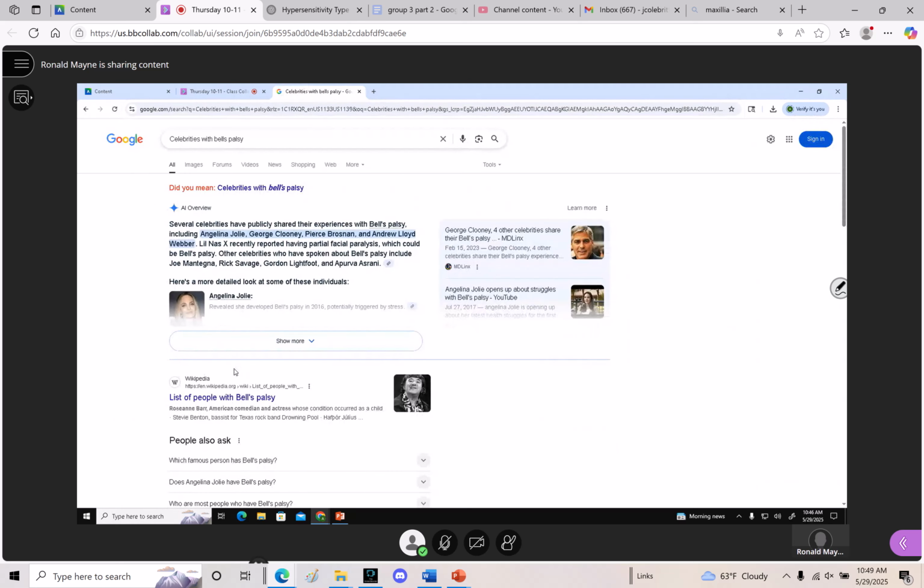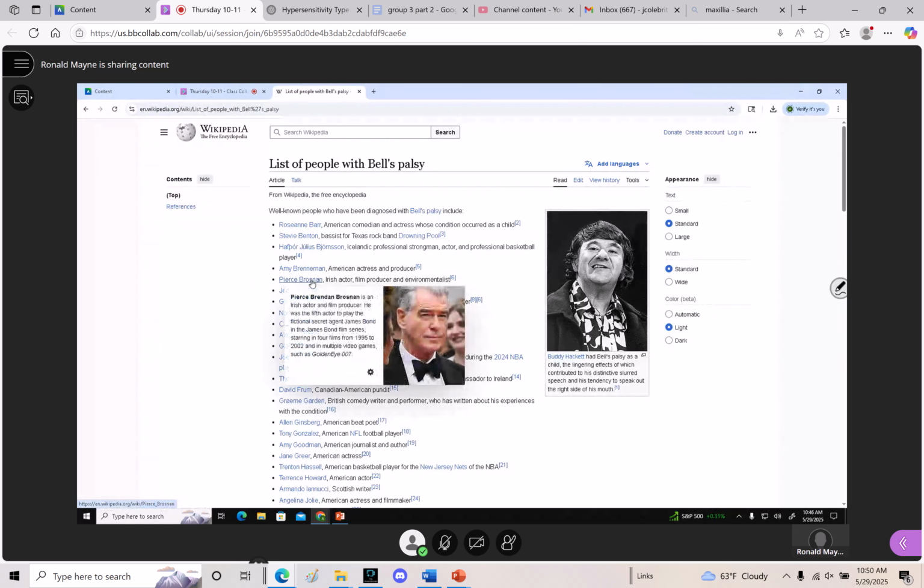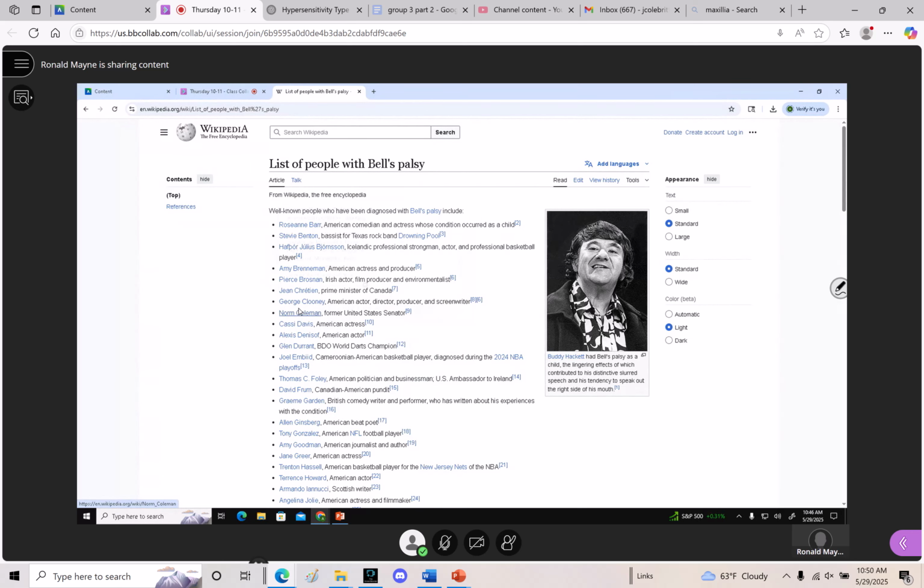I find it interesting to look up people who have some of these diseases. You know, if I can see it, it makes it more real to me. So, you know, list of people with Bell's palsy. This is not a complete list. There are way more people than are on this list. But these are names you might recognize. So, Roseanne Barr, James Bond, Batman. So, I guess if you're into crime fighting, you have a chance of getting Bell's palsy.